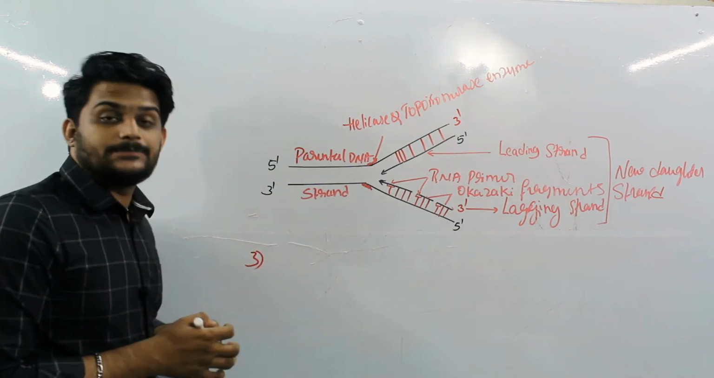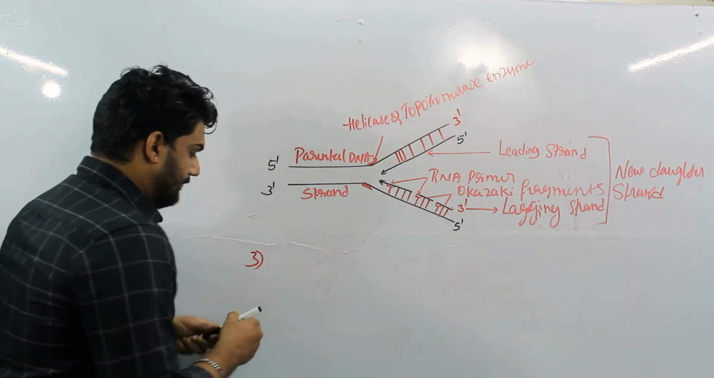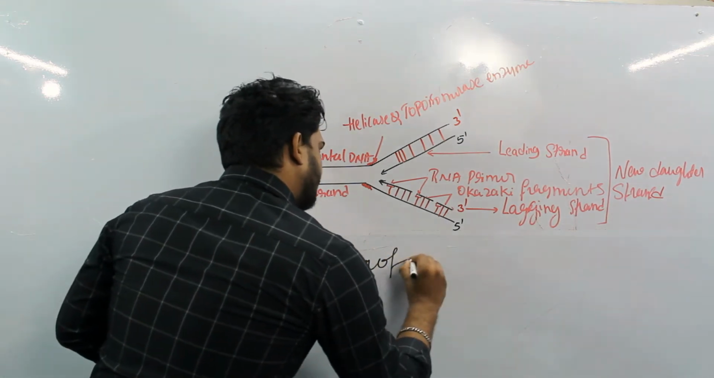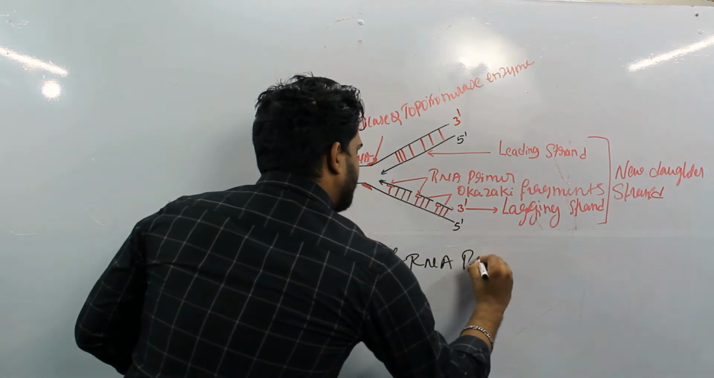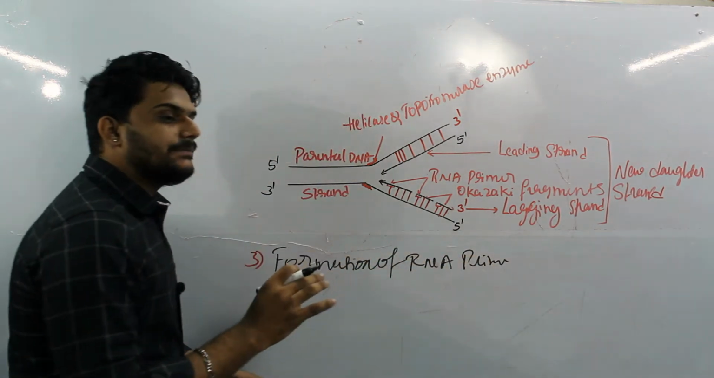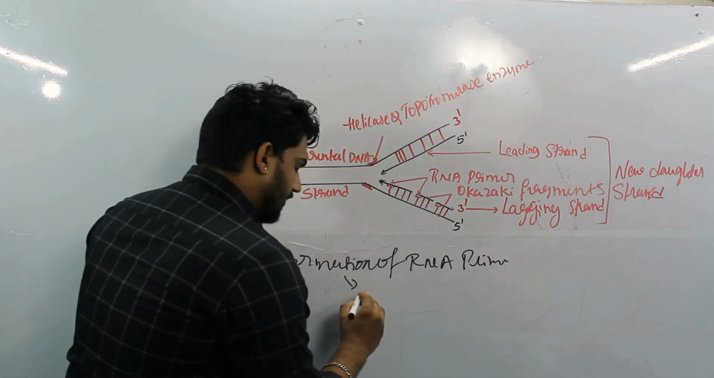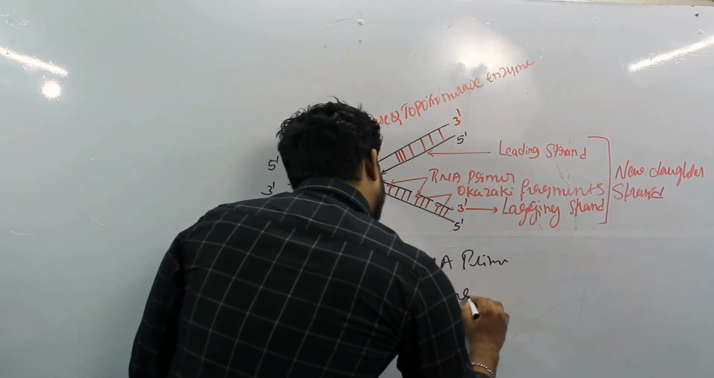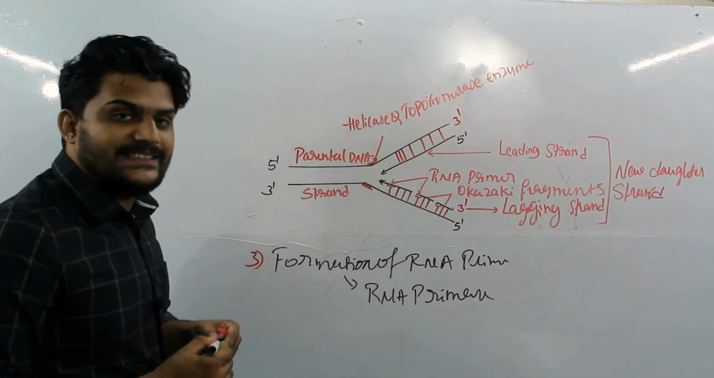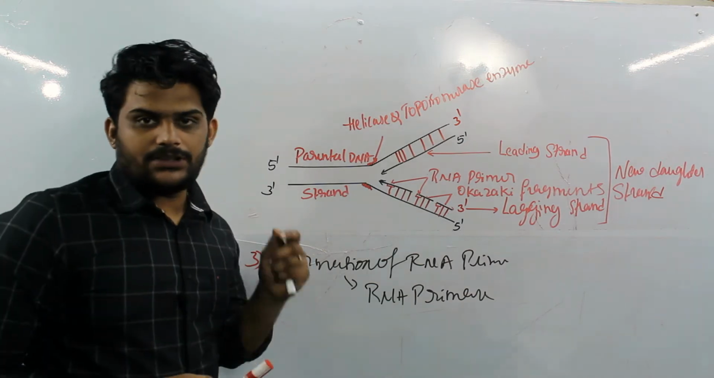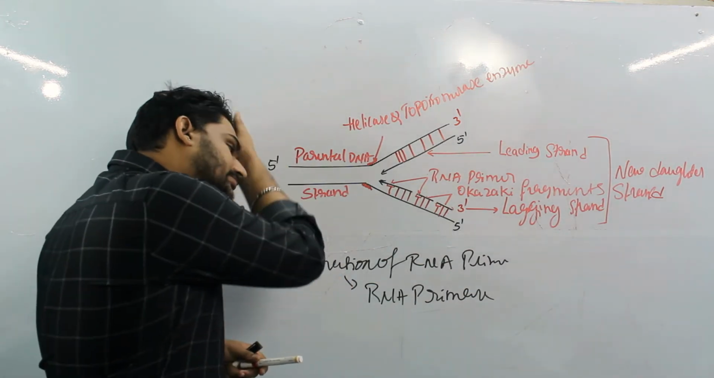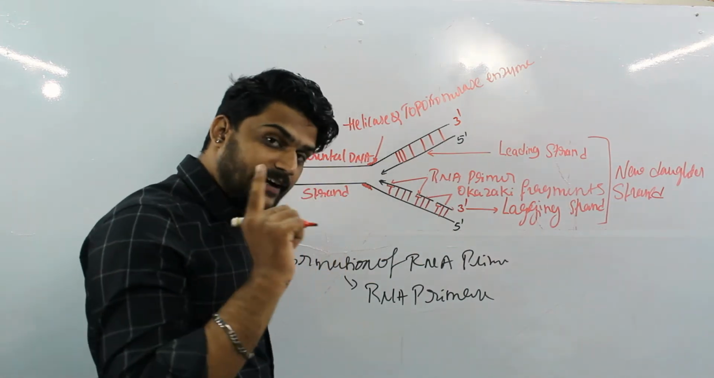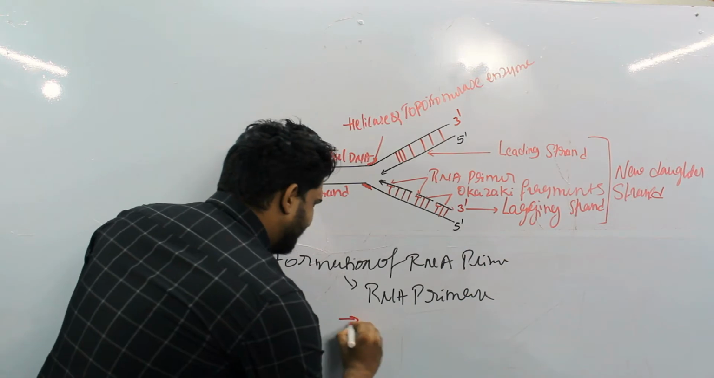And the third step is the formation of RNA primer. As you all know, the RNA primer is synthesized by the enzyme known as RNA primase, because it is the initiation factor for the replication of DNA. So the RNA primer is the initiating factor, right? Okay, fine. So let's know something about it.